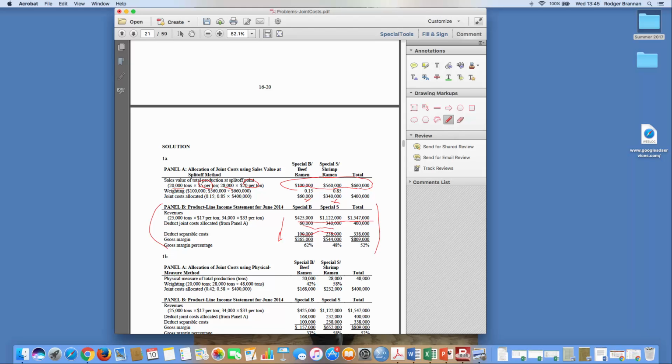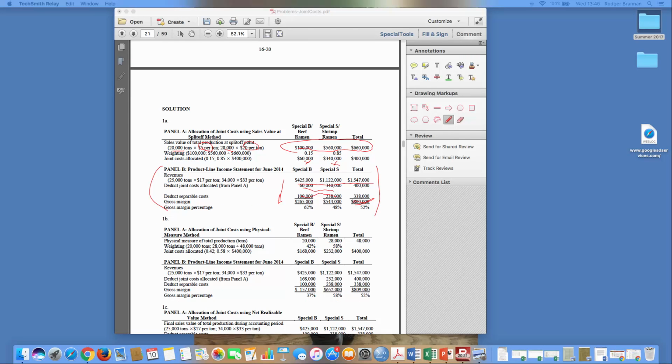Okay, so the total cost for B would be the 60 plus 100, or 265, or excuse me, 160,000. The gross margin would be 265. So I have the total cost here of 340 of joint cost, 238 of separable cost, which gives me a gross margin of 544. So the total gross margin for the company is 809,000, of which 265 is beef, the 544 is the shrimp.